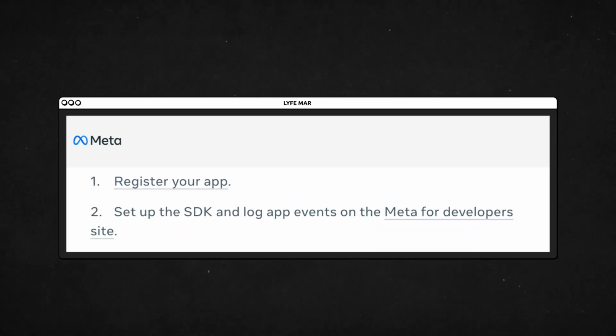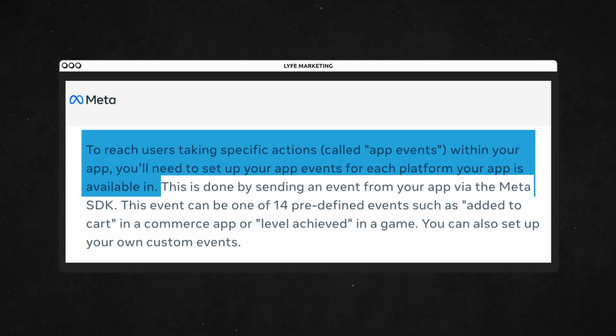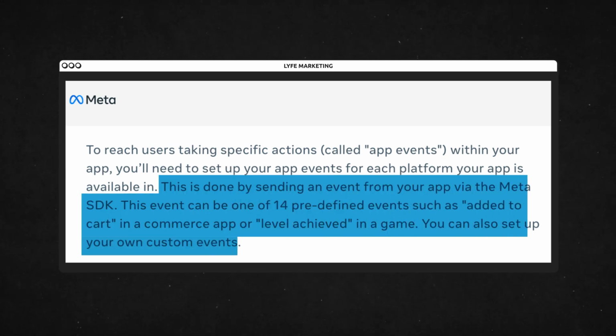Now, before you begin, Facebook says you need to register your app and set up the SDK and log app events on the Meta for Developers site. To reach users taking specific actions called app events within your app, you'll need to set up your app events for each platform your app is available in. This is done by sending an event from your app via the Meta SDK.